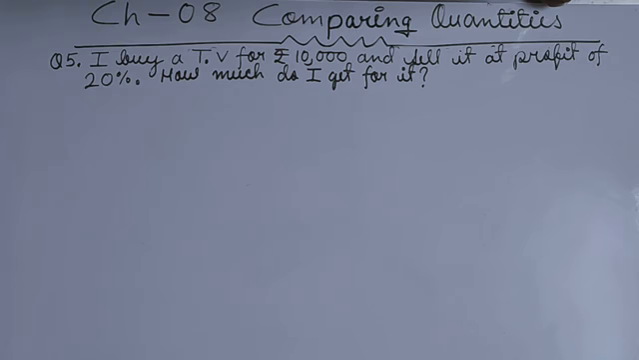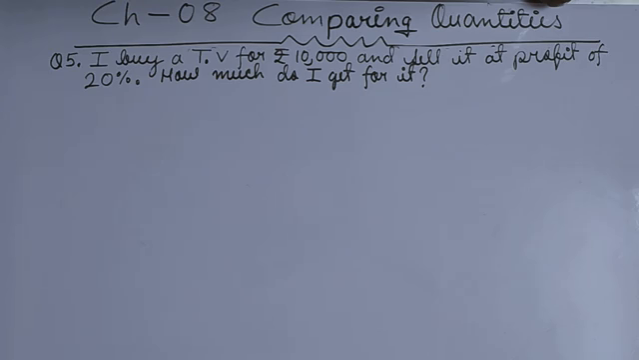Now the question is saying, मैंने एक टीवी खरीदी, that is for rupees 10,000, and I sold it at the profit of 20%. मैंने उस पर 20% के प्रॉफिट में उसको सेल कर दिया. Now the question is saying, how much do I get for it? मेरे को कितना मिला इस चीज में, ठीक है.